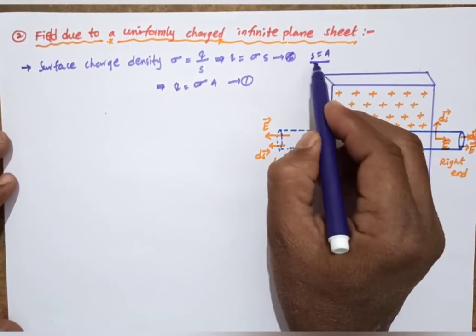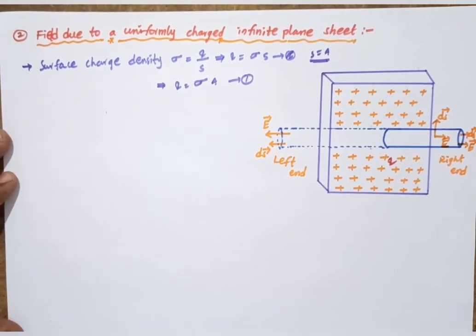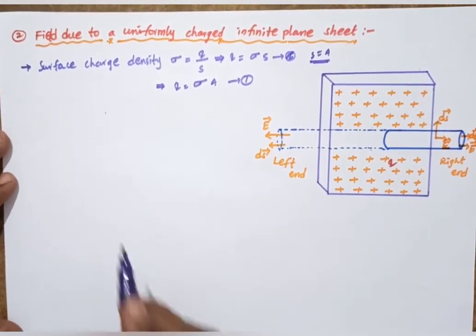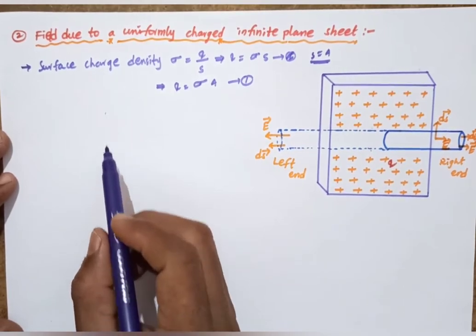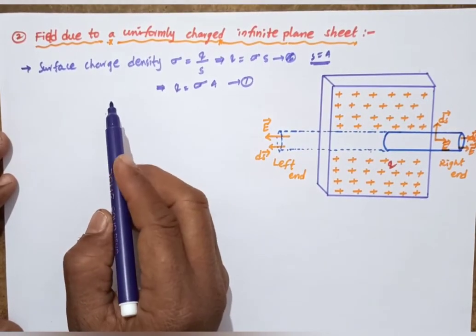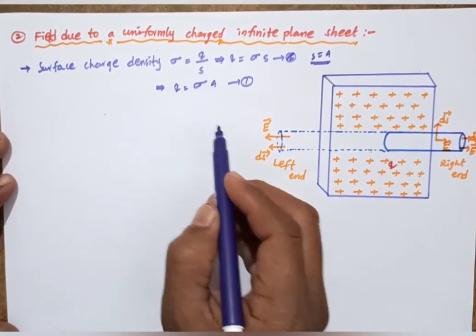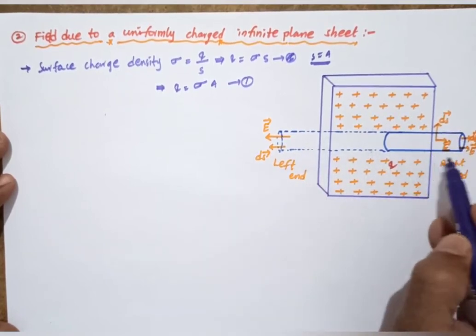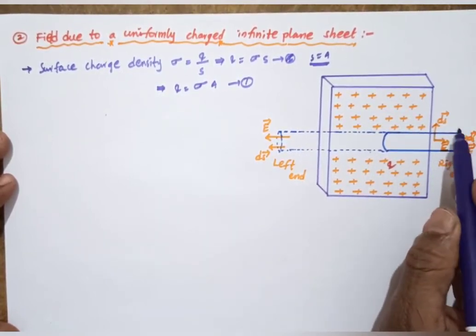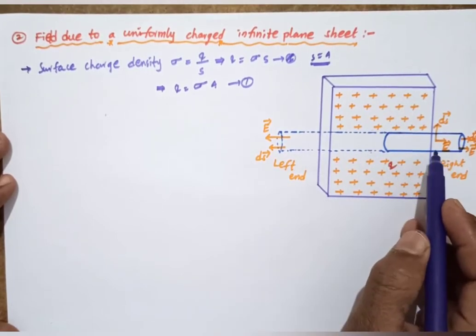Surface area, so consider A. Now we have to determine the electric field at point P. For this purpose, construct a Gaussian surface. The Gaussian surface is a cylindrical surface here. The cylindrical surface of this Gaussian surface has area capital A.